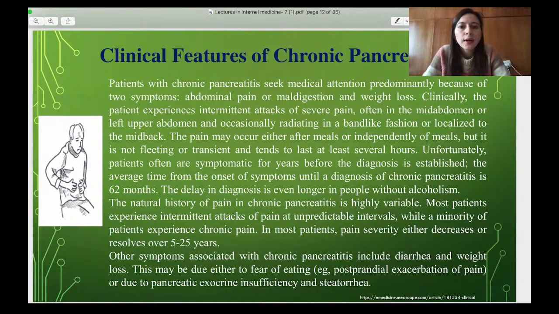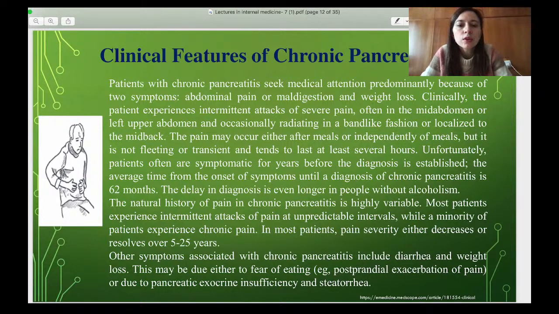The pain may occur either after meals or independently of meals, but is not fleeting or transient; it tends to last at least several hours. Unfortunately, patients often are symptomatic for years before the diagnosis is established. The average time from the onset of symptoms until a diagnosis of chronic pancreatitis is 62 months. The delay in diagnosis is even longer in people without alcoholism. The natural history of pain in chronic pancreatitis is highly variable.